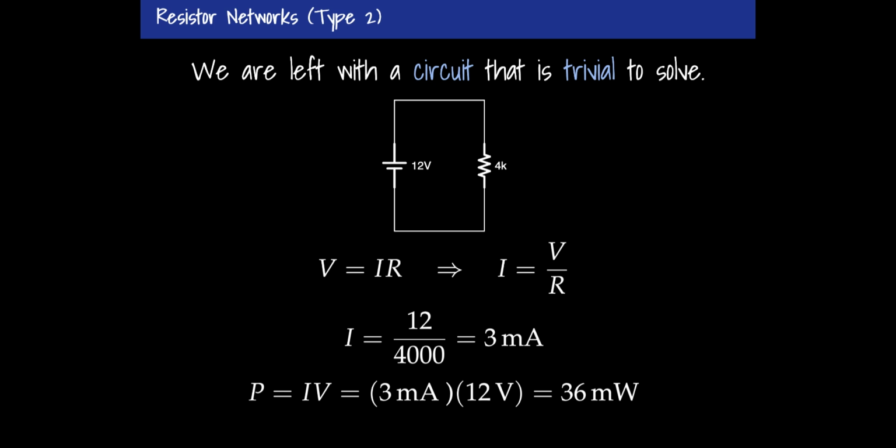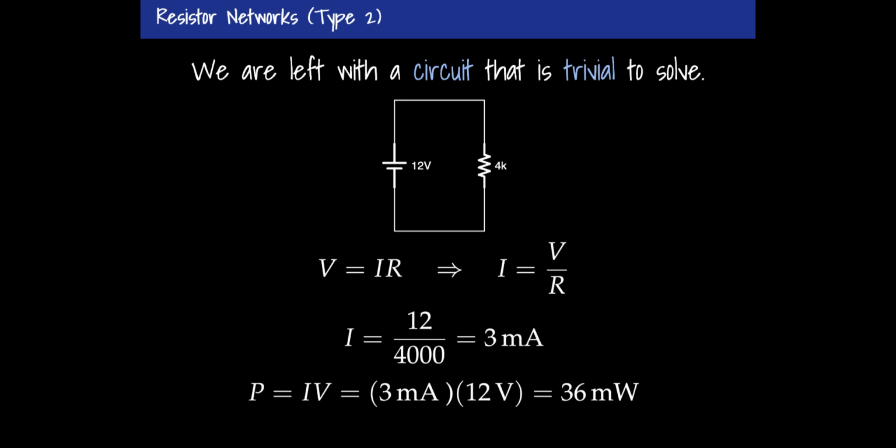Now the current's the same, but the voltage is larger, so the power is larger. The power is I times V, which is 3 milliamps times 12 volts, which gives me 36 milliwatts of power coming out of this battery. So I've calculated the power, and now I'm going to unpack the circuit and do everything in reverse.